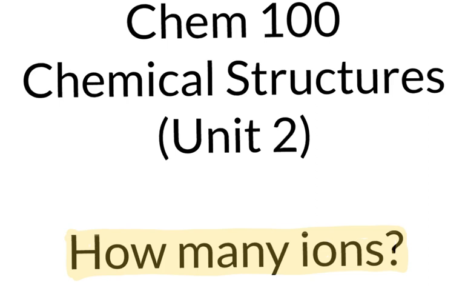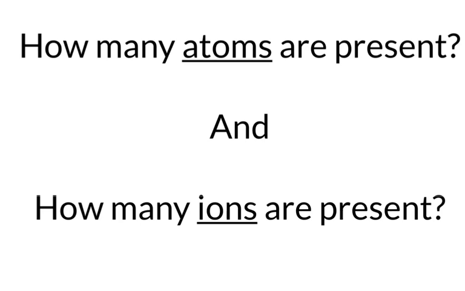This page is not specifically in your notes, so you may want to get out an extra piece of paper to take notes on. This is to help answer one of the questions on one of your exercises. The question says, how many ions are there? I'm going to also answer how many atoms are present. So we're going to look at a bunch of formulas and names, and then we're going to decide how many atoms are present and how many ions are present.